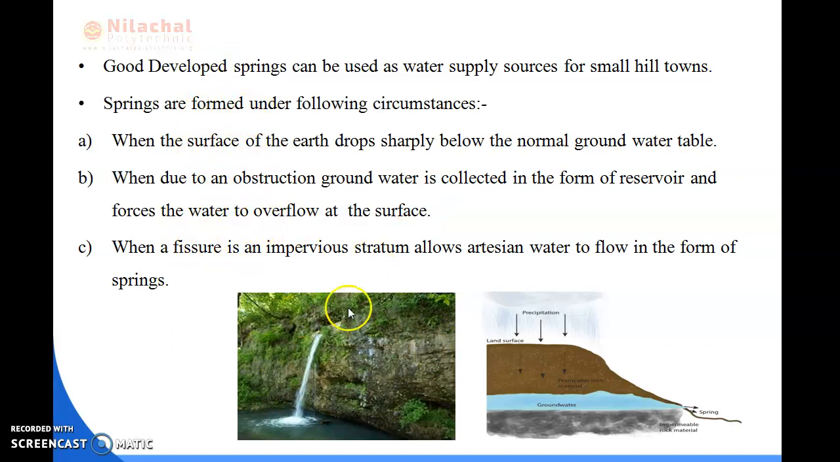You can see here the diagram. I have shown you the springs diagram. You can see the water coming from the springs. These are the springs where the water is coming.